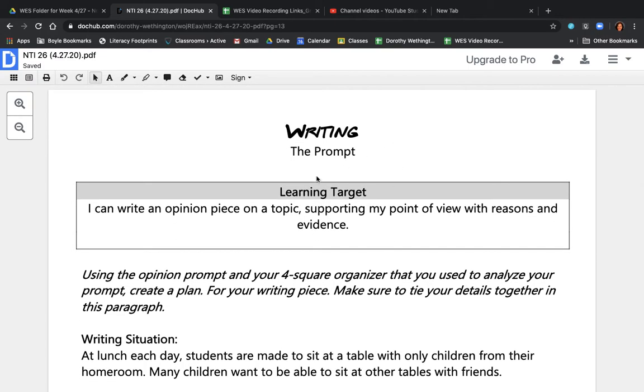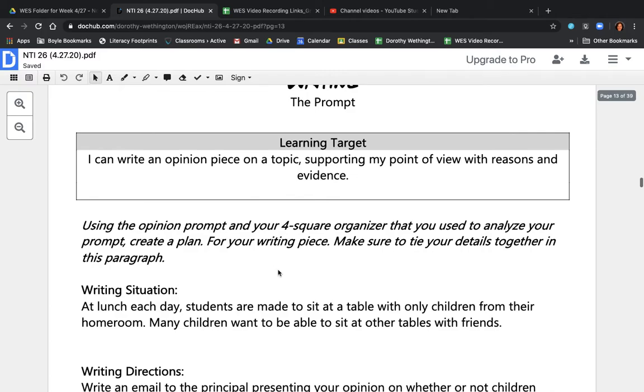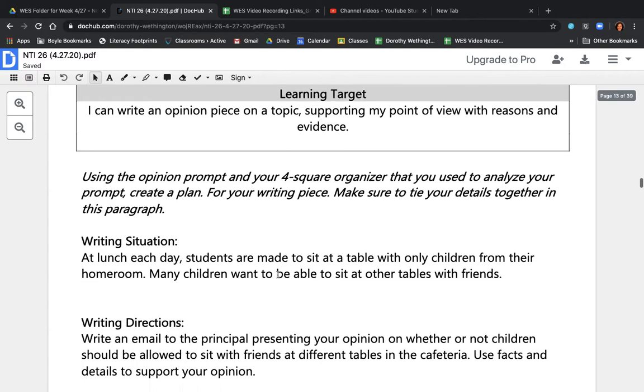Writing the prompt. Learning target. I can write an opinion piece on a topic, supporting my point of view with reasons and evidence. Using the opinion prompt and your Foursquare organizer that you use to analyze your prompt, create a plan. For your writing piece, make sure to tie your details together in this paragraph.